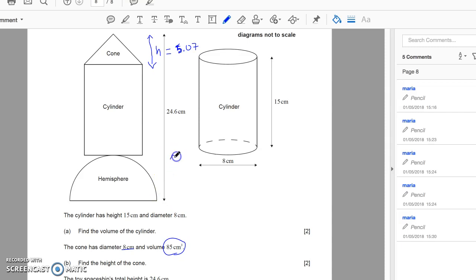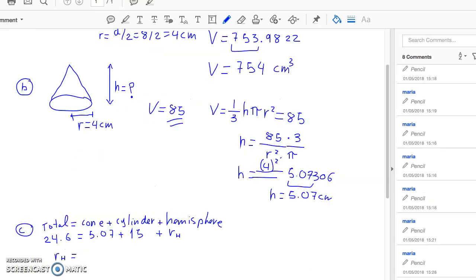So this one is going to be the radius, I know because I know the total and I know how much this part is. So from here I can get this height, which is no other than the radius of the hemisphere. That's the first thing I will need to calculate. Don't forget the 15 of the cylinder.